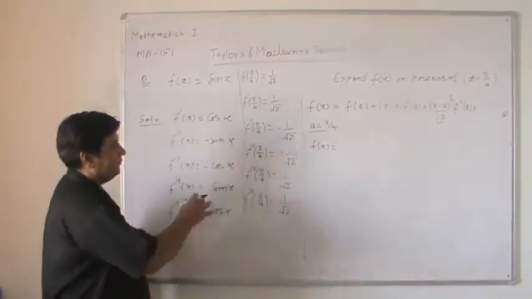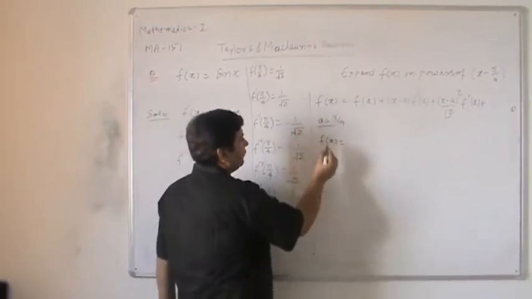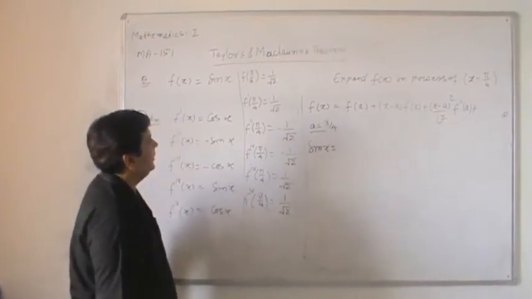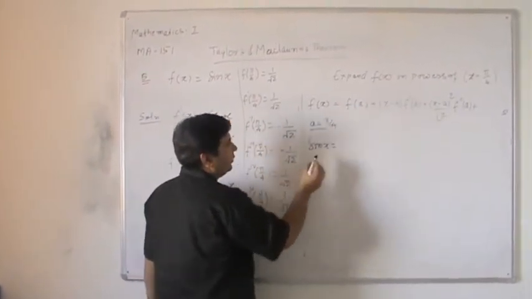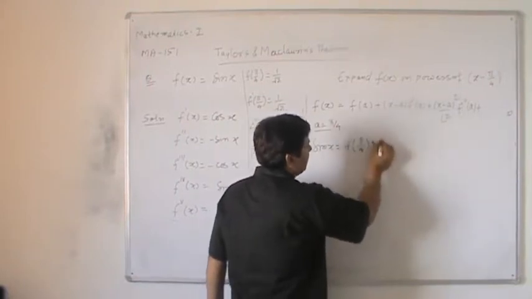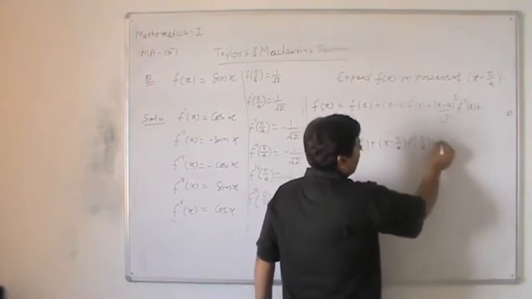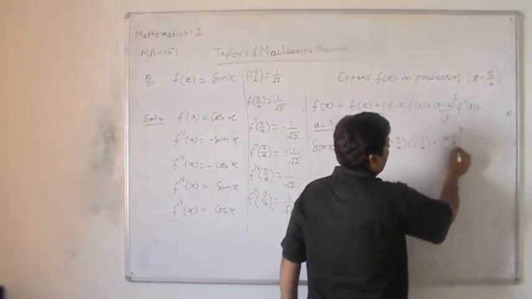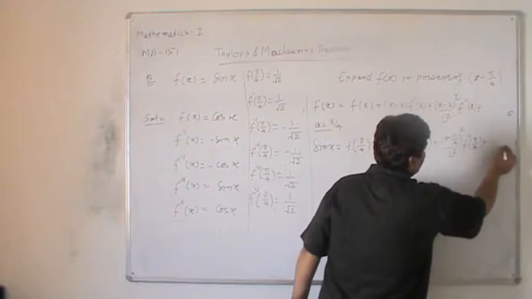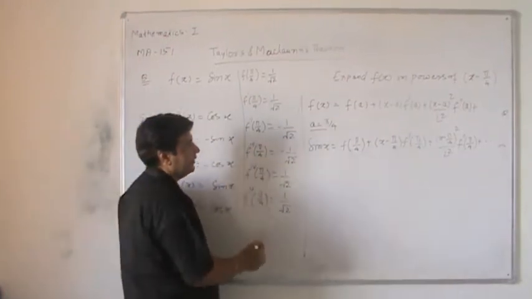Now, if you substitute these values in this formal Taylor series expansion of the function, we can observe that the function is sin x this time, so sin x in powers of x minus pi by 4 will be like this. Here in place of a we will write pi by 4, here x minus pi by 4, then f dash pi by 4, then x minus pi by 4 square upon factorial 2, and f double dash pi by 4, and so on up to infinity. So we will have terms up to infinity. We will have an infinite series on the right hand side.